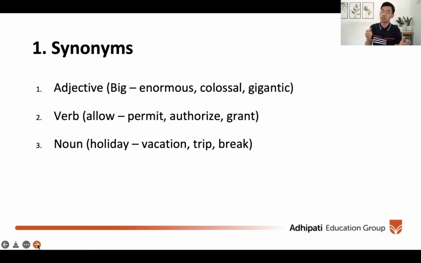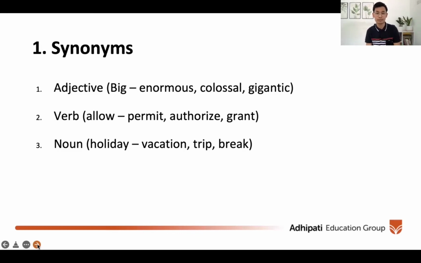Let's say, oh, smoking is not allowed in this building. Or you can say smoking is not permitted in this area. Something like that, you see? So it's really interesting, right? Even though you change the word, the original meaning remains the same. So that's called paraphrasing.